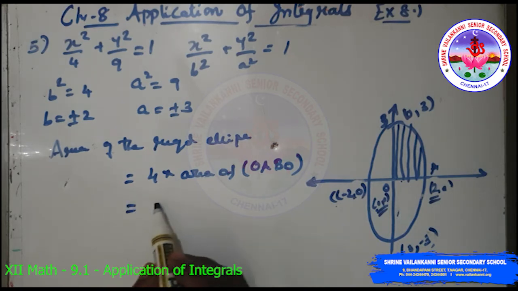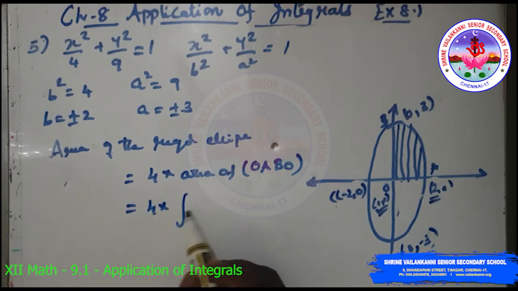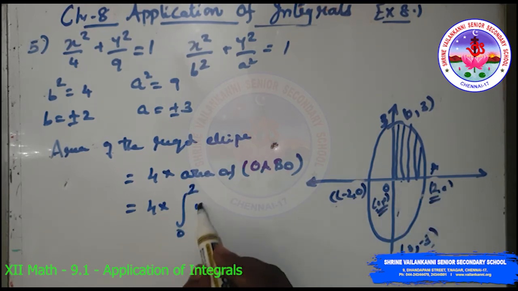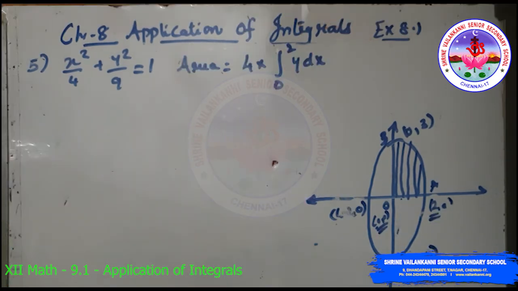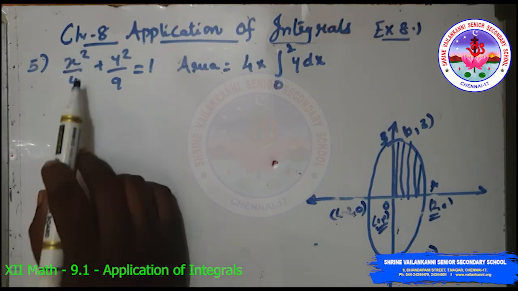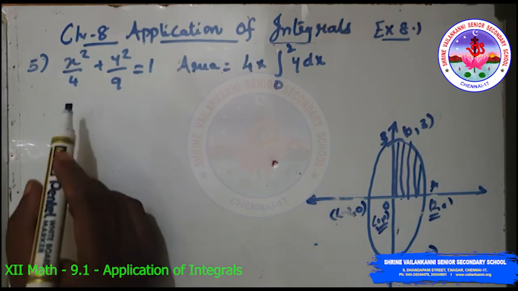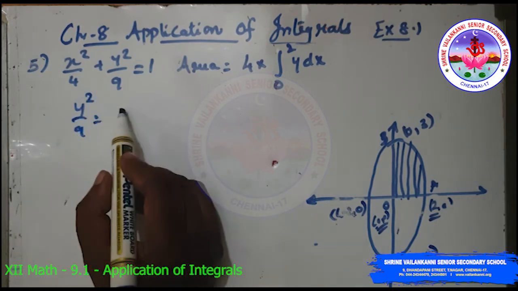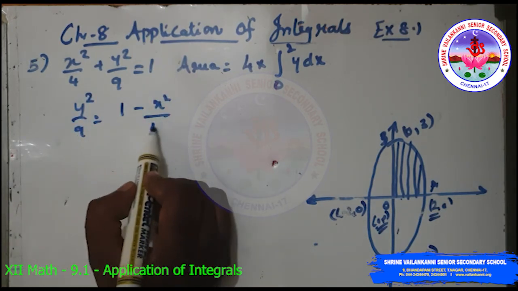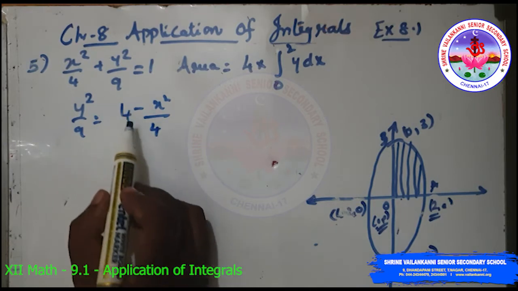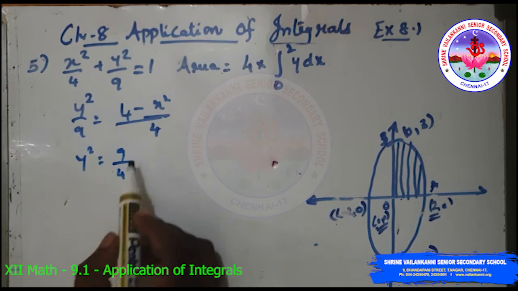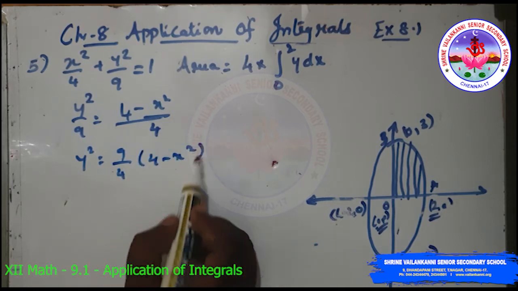So which is equal to 4 into integral of the coordinates 0 to 2, y into dx. Here the ellipse is given as x square by 4 plus y square by 9 equal to 1. We have to find y. So y square by 9 is equal to 1 minus x square by 4. Taking LCM, we get 4 minus x square by 4.